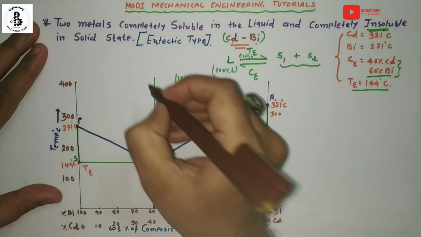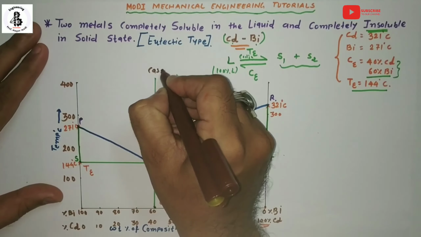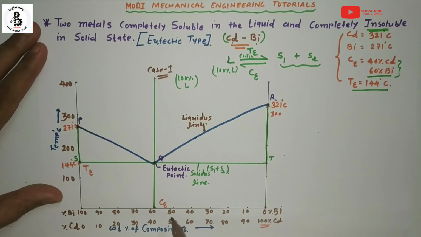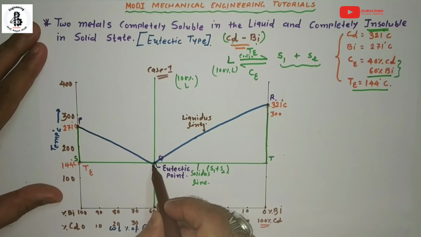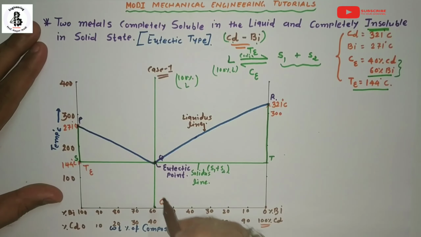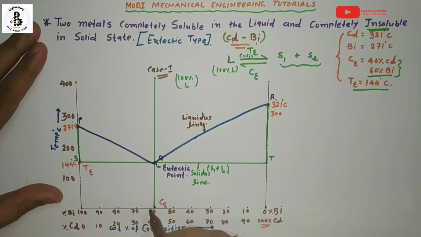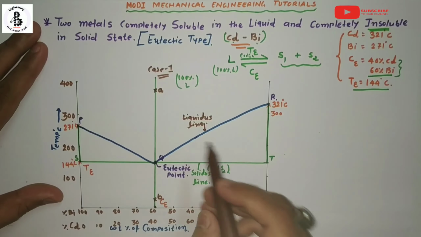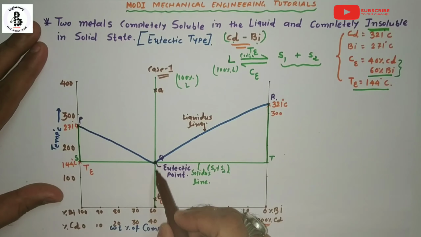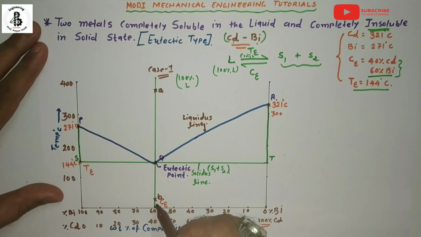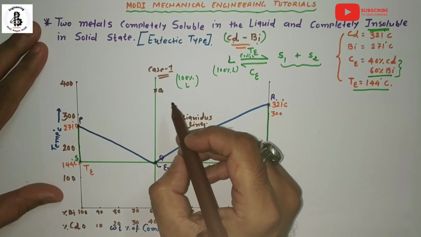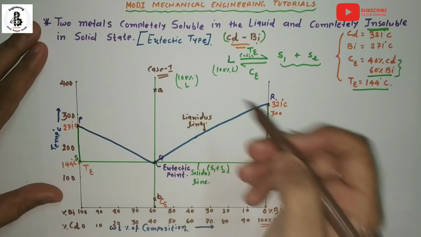Now I will take case number 1. For case number 1, the transformation passes through the eutectic point. So let's take different points on the eutectic transformation line: A, Q, which is itself the eutectic point, and B, which is at room temperature. Now I would like to draw a microstructure for these three different points.